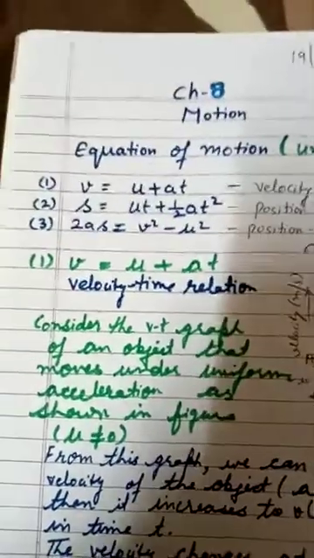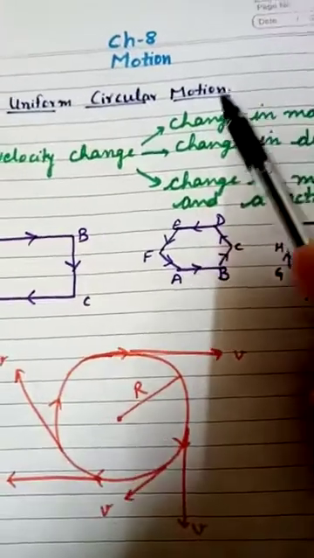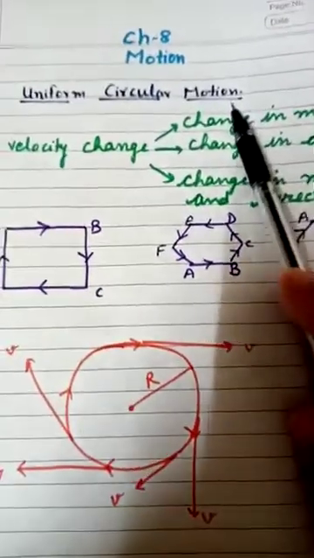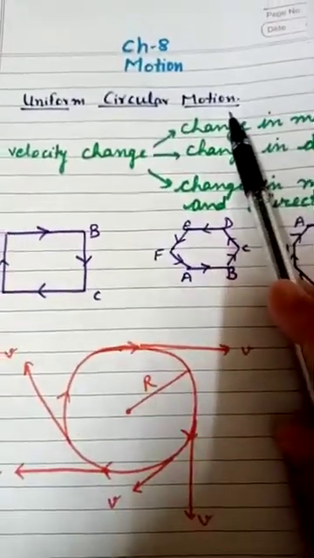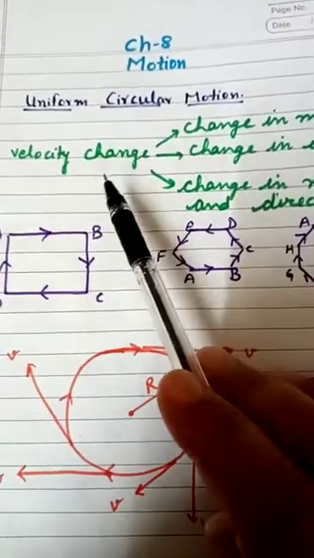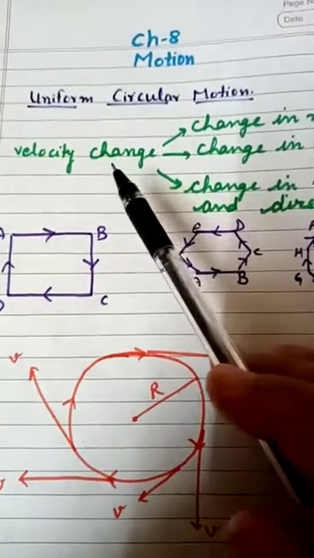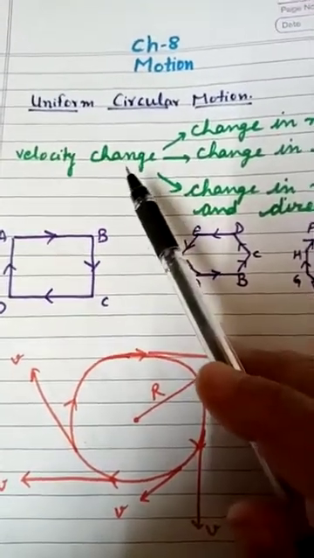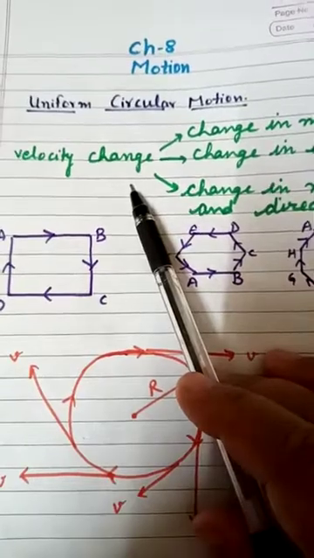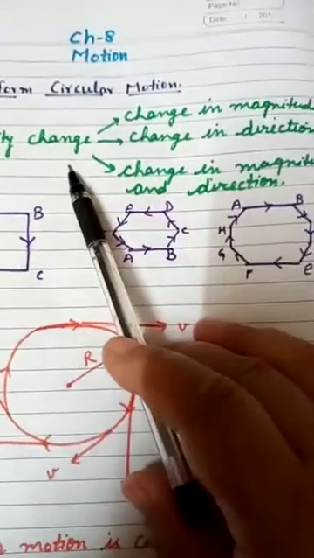So in today's lecture we will talk about uniform circular motion. Now, what is uniform circular motion? An object moving in a circular path. Before it, we will revise velocity change. When does velocity change? Under 3 conditions.